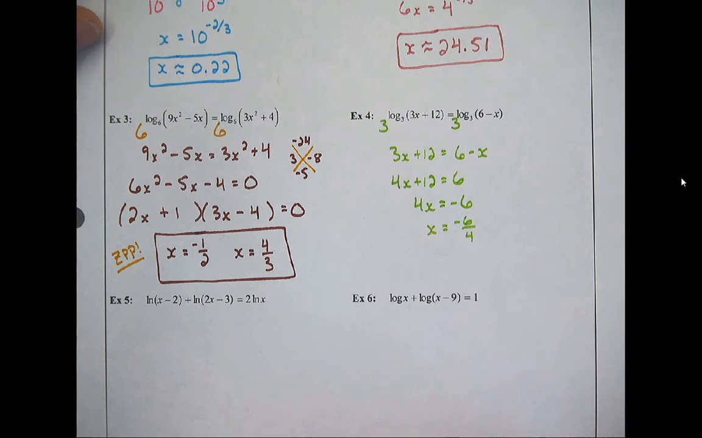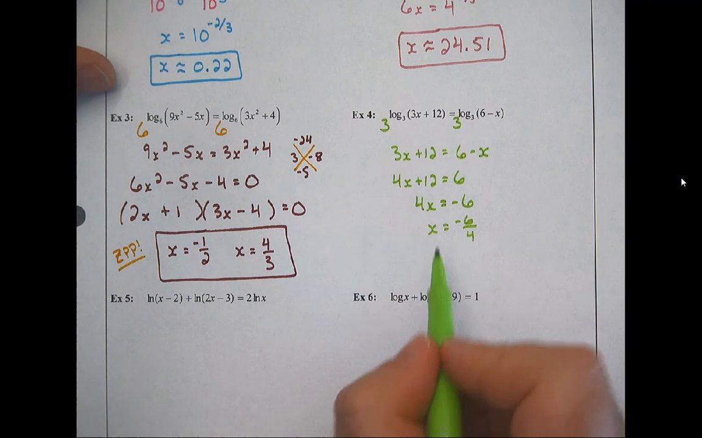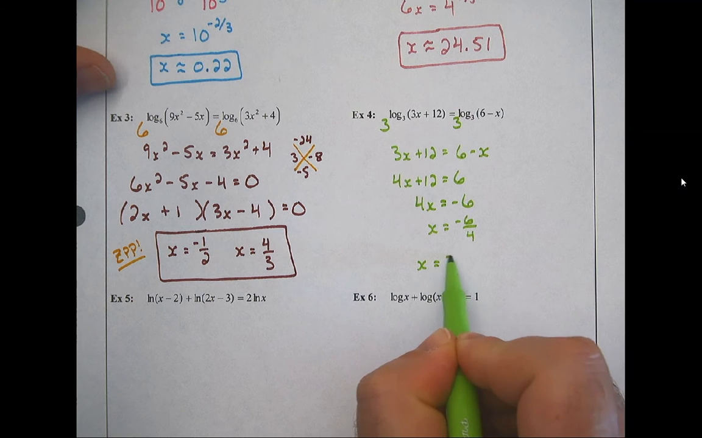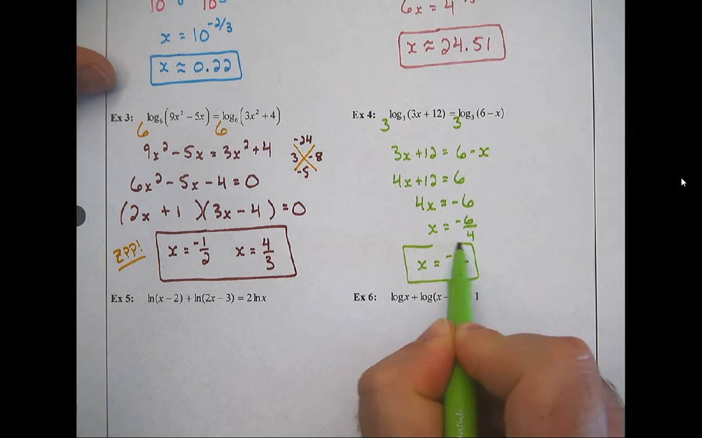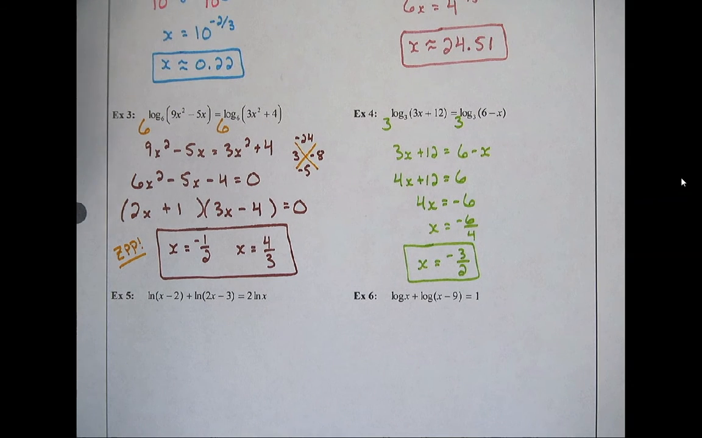6/4, you can either turn that into a decimal or turn it into a reduced fraction. You must clean it up, though. 6/4 would not be okay to leave in this class. I'm going to leave it as a fraction. Maybe you did negative 1.5. That's fine. Either way works.